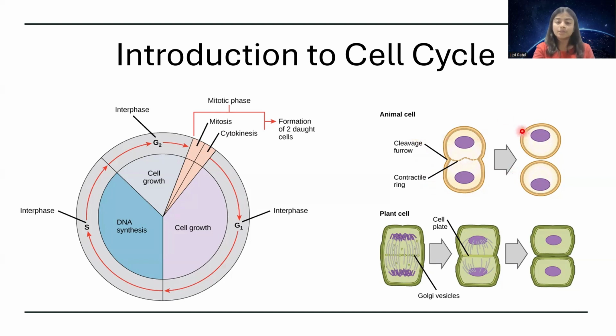There is a difference between animal cell and plant cell division. In animal cell, if this is a cell, it forms a cleavage furrow from the outside to inside this part, and then it separates into two different cells. And in plant cell, the Golgi vesicles accumulate in the center of the cell to form a cell plate.